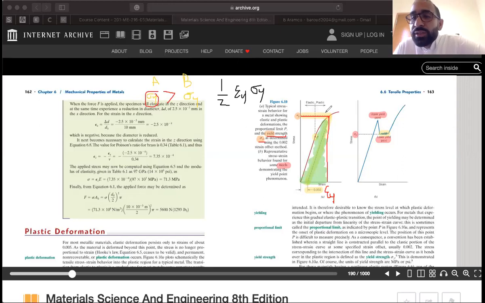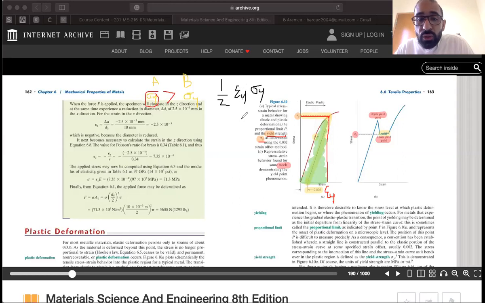What is the material going to do with this energy? Well, it will store it. Once you remove the external load, it will get back to its original dimension by using the stored energy. So the stored energy will do two things. Number one, it will help the material get back to its original dimension. Number two, it will be released as heat from outside, that you are going to feel from outside. Right. Then half epsilon y sigma y.